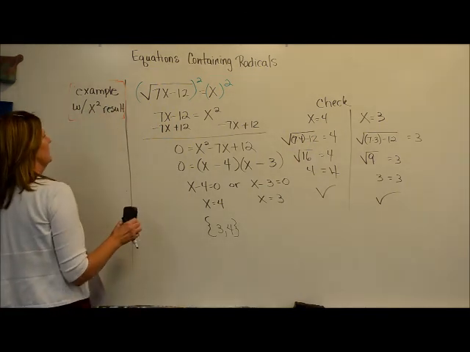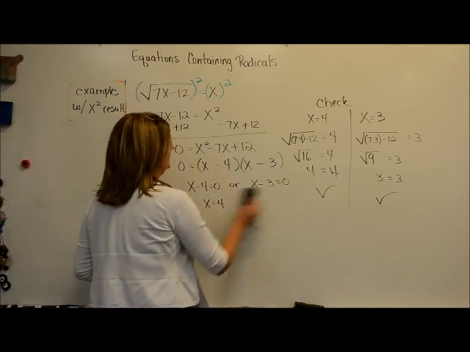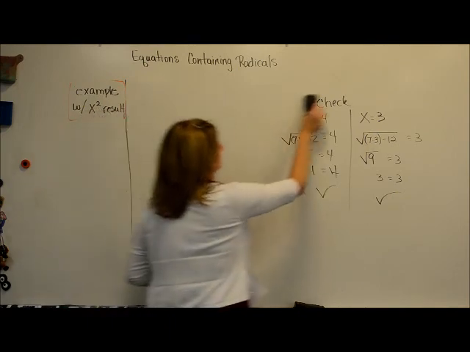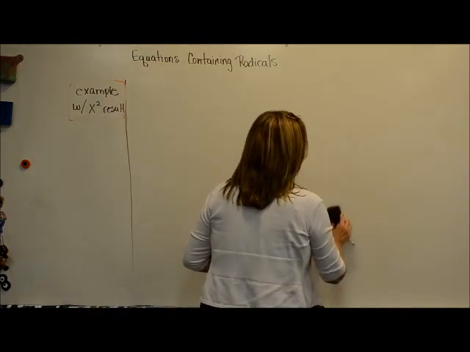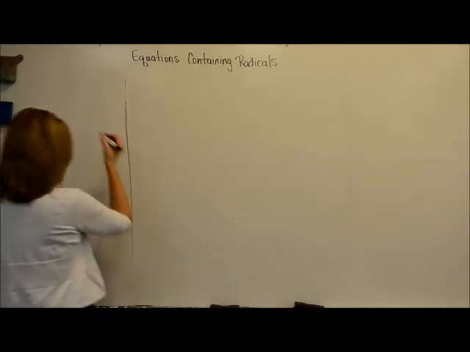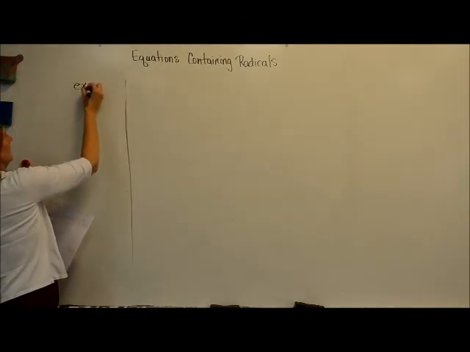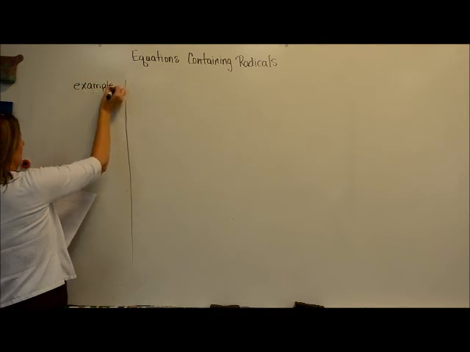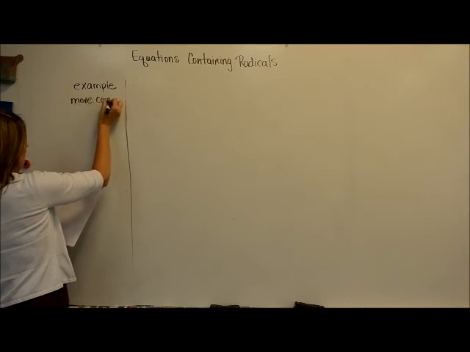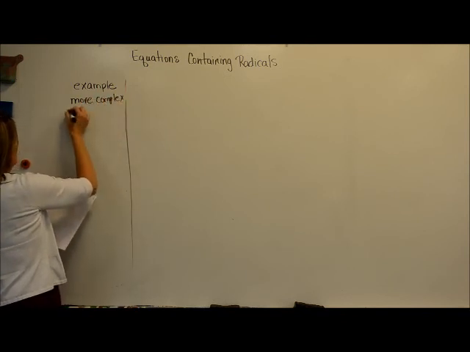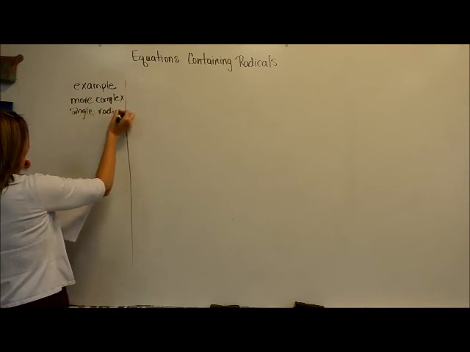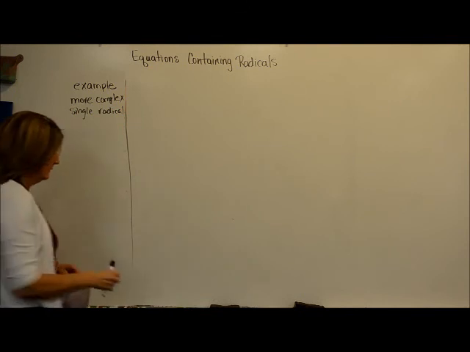Okay, now we're going to do one that's more complicated. So let's look at this one that's a little more complicated. So this example is a more complex single radical.